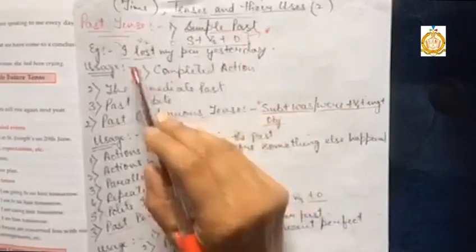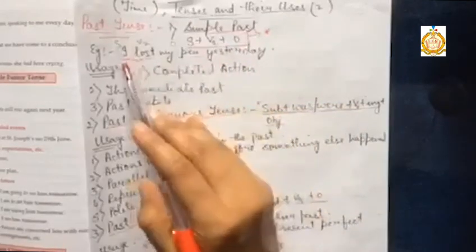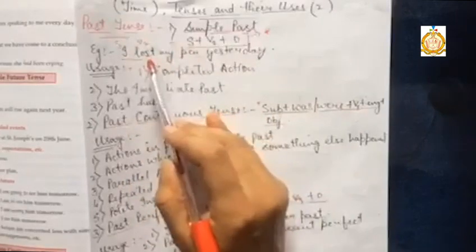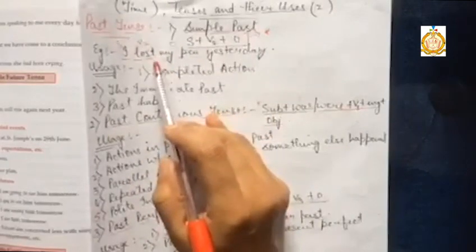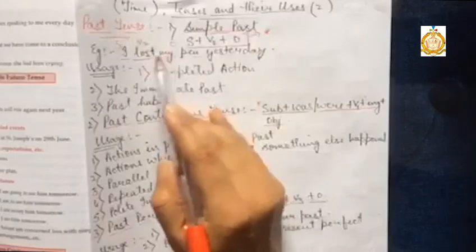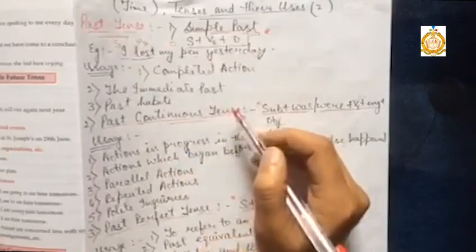See the example, I lost my pen yesterday. In this very sentence, which is your subject? It is I. And which was your verb? Lost. And it will be in verb's second form over there. And the rest of the content is your object.